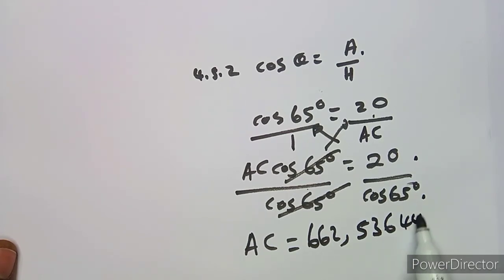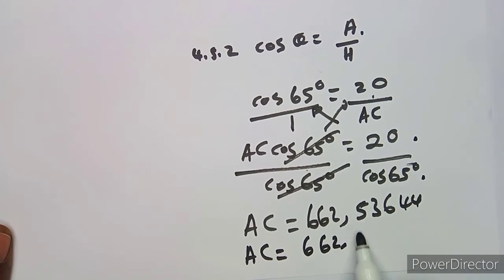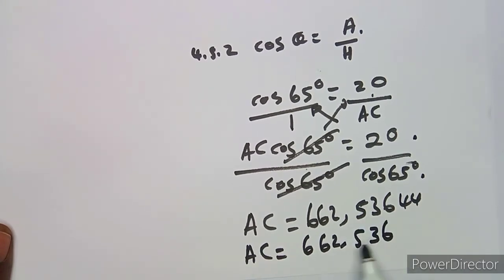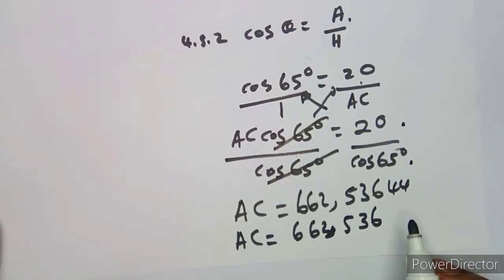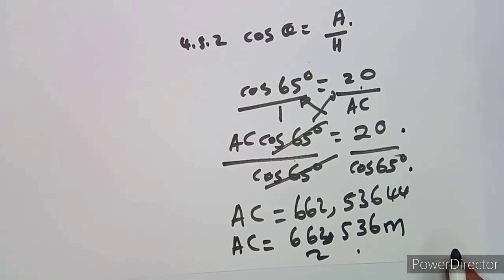Okay, 443, something like that. So which means your AC is going to be 662,536, like this, comma here, which is actually in meters. So that's your AC in meters. So guys, very take note of your working, the way you're going to present your working and so forth. Please take note about that.